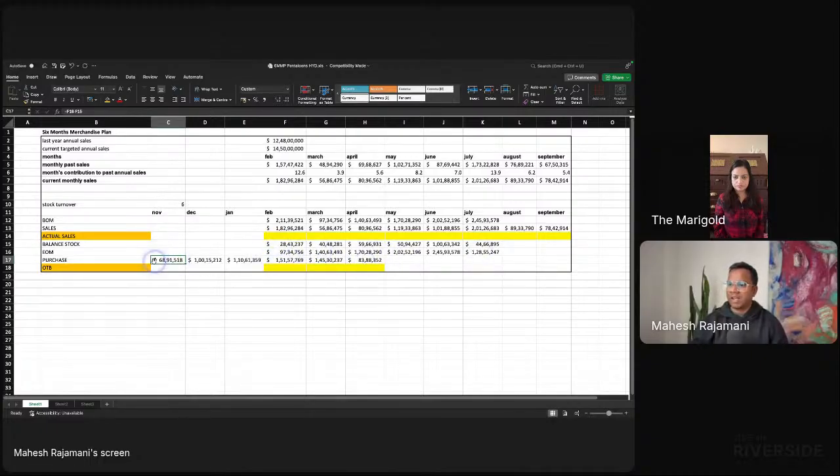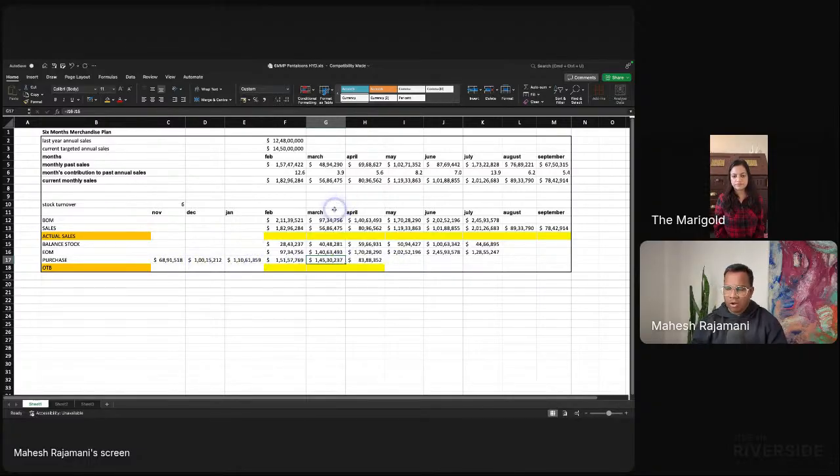For these 6 months I have done planned purchase 3 months ahead. So this November is planned purchase for February, December is March, January is April, and so on and so forth. Similarly, I have built every month. So if you understand February, then I've just copy pasted the same formula pretty much every single month, except for the purchase, which I've copy pasted 3 months before.